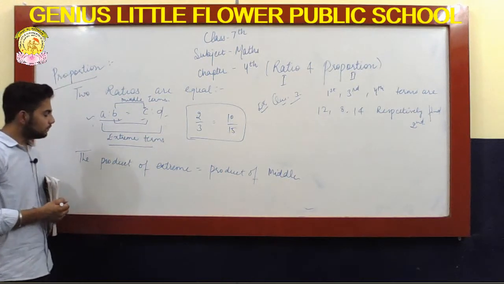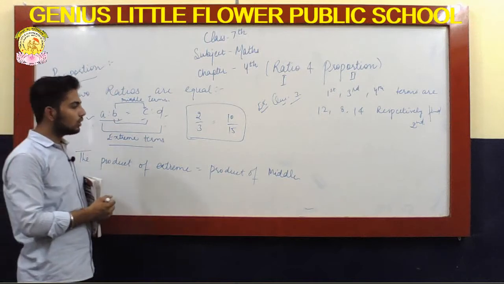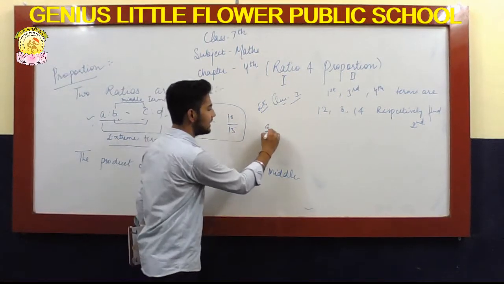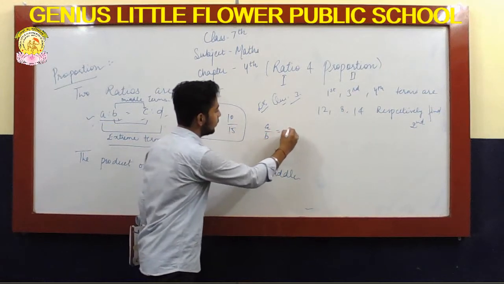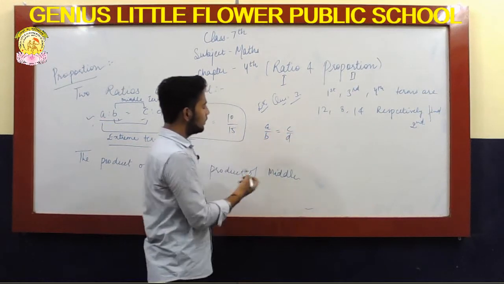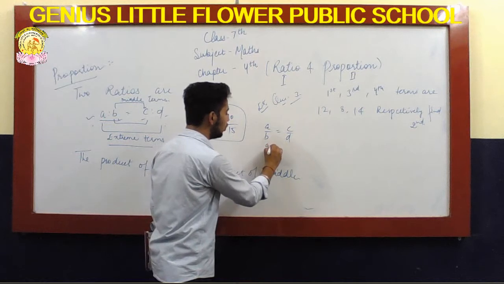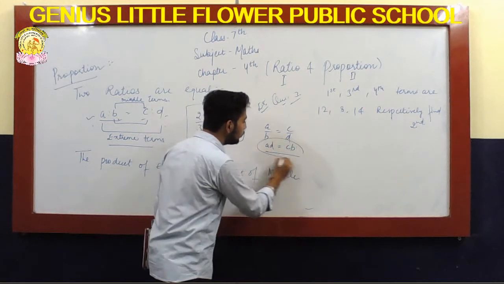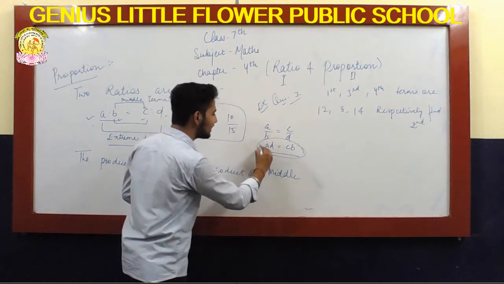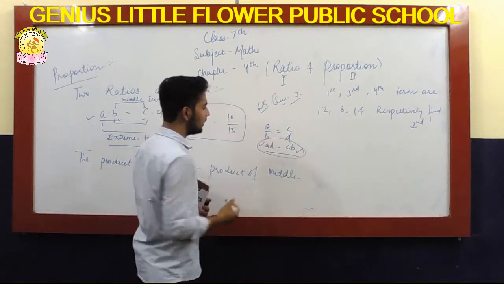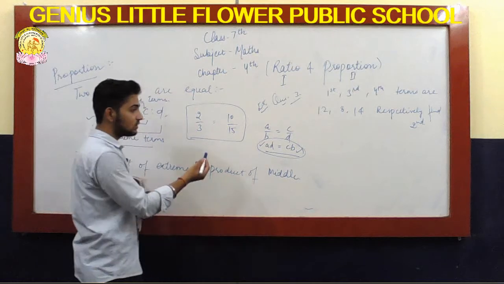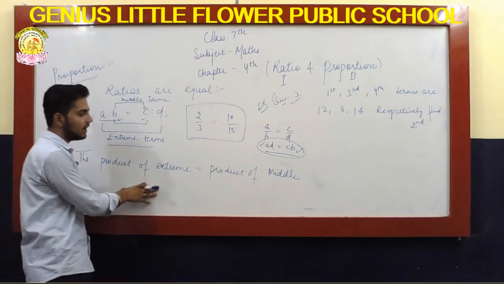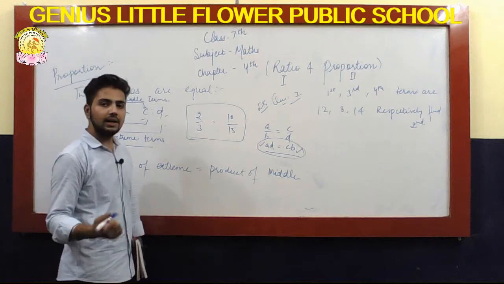And as you know, everyone knows cross product. So we can write these ratios as A by B is equal to C by D. When you cross multiply, you will get AD is equal to CB. Now observe that these are the two extreme terms and these are the two middle terms, and the product of the extremes and the middles are the same. So here is the result: the product of the extremes is equal to the product of the middle terms.